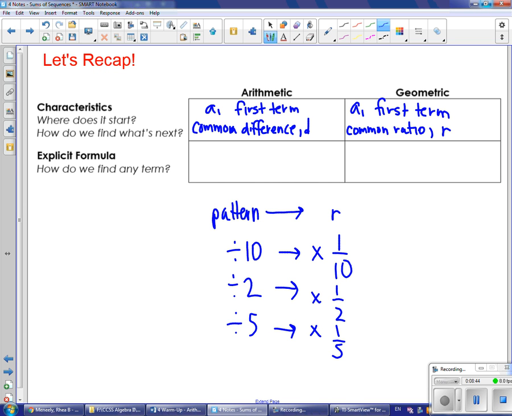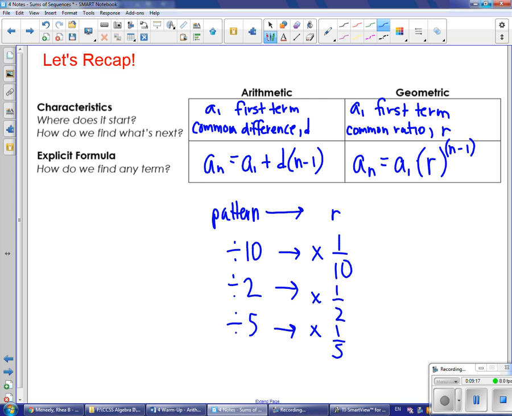We also just want to reiterate what the formulas are, the explicit formulas. If it's arithmetic, any nth term is going to be our first term plus the common difference times n-1. And for geometric, the nth term is equal to a1 times our common ratio. And I'm actually going to put that in parentheses, and I'm going to raise that to the n-1 power. And I'll put that in parentheses as well, just to reinforce that proper notation.